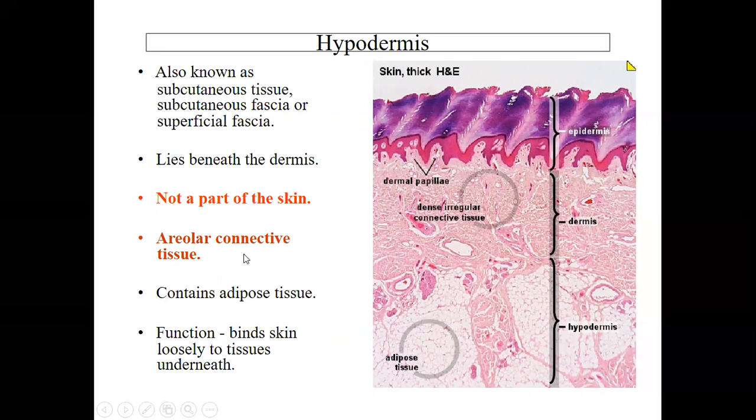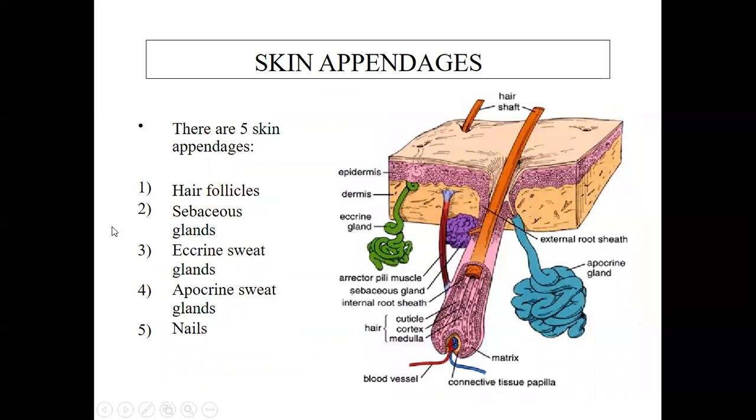It is made up of areolar connective tissue, and it also contains adipose tissue. You can see here, this is adipose tissue. The function of the hypodermis is to bind skin loosely to the tissue underneath. The tissue underneath here is the muscle. And now I'm going to proceed to discuss the skin appendages.